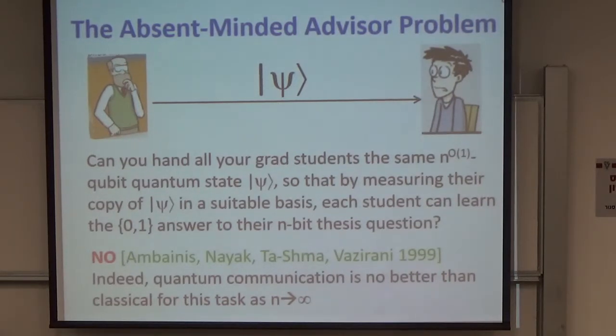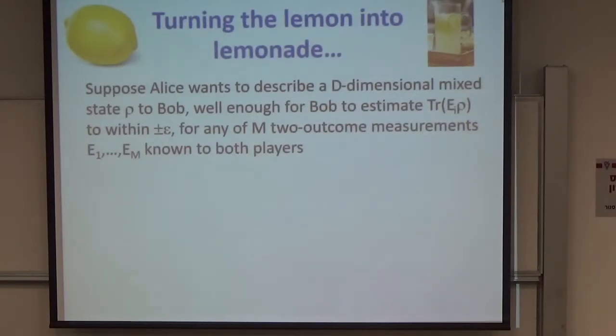You know, it's known that quantum communication can give you huge advantages, by the way, for other tasks. We have examples where it does help a lot, but for this task, it doesn't. But the observation that I made in 2004 or so is that one can turn this computational lemon into lemonade. One can extract something positive from it. And how do we do that?